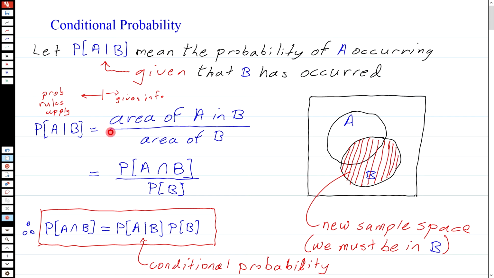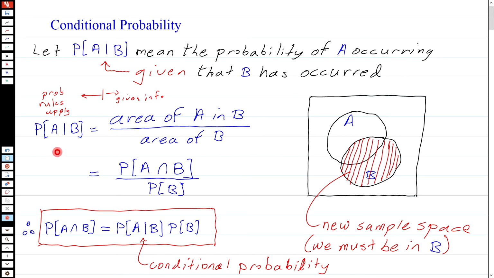So the probability of getting into A, given that B has occurred, is going to be the area of A inside B, which is this region here, divided by the total area of B. It's just a simple ratio of these areas. As that area gets smaller, probability of A occurring gets smaller. Well, that area inside A and B is just probability of A intersection B. And of course, the area inside B is just probability of B.